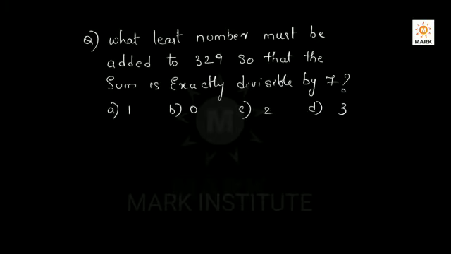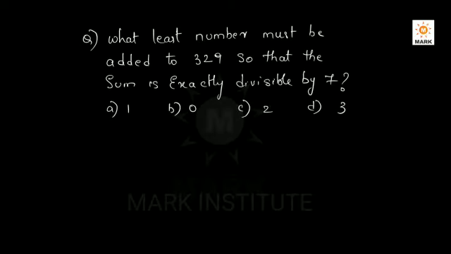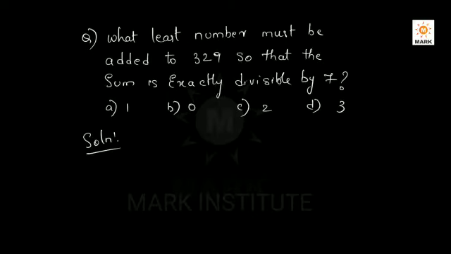In this video, we are going to see one more problem based on divisibility rules. What least number must be added to 329 so that the sum is exactly divisible by 7? Options are 1, 0, 2 and 3. Friends, we know very well the divisibility rule for 7 is quite simple. Let us go over the solution.